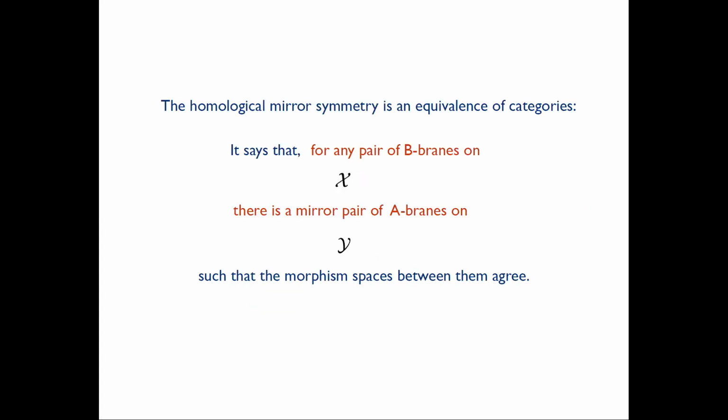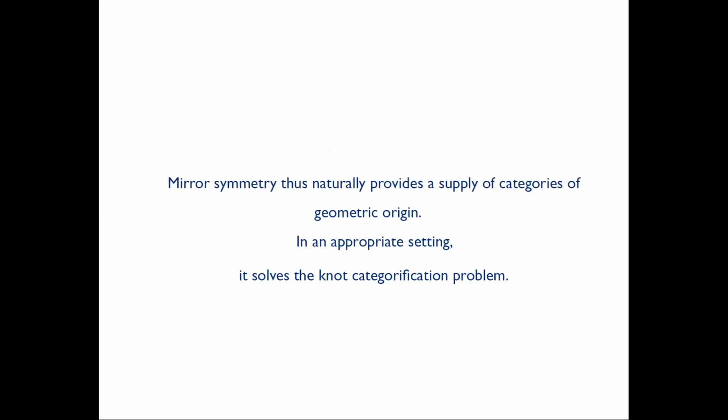Homological mirror symmetry is an equivalence of the categories. It says that for any pair of B branes on X, there's a mirror pair of A branes on Y such that morphism spaces between them agree. The space of supersymmetric ground states between them agrees. So mirror symmetry naturally provides a supply of categories of geometric origin. The spaces of supersymmetric ground states for A branes categorify, for example, the intersection numbers of Lagrangians. However, not only does it provide a supply of categories, it turns out that in an appropriate setting, it solves the knot categorification problem.